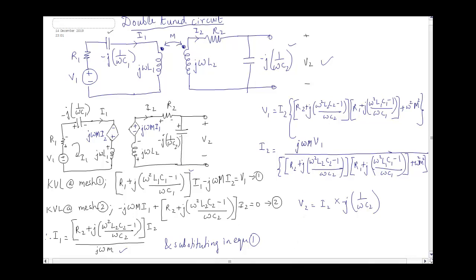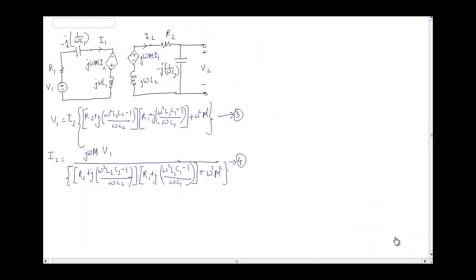So based on this, I can write it. We have numbered the equations 3 and 4 for V1 I2. Now for finding V2, we can directly say that it is the multiplication of I2 with the element minus j/(omega C2) to give us V2. If I multiply, omega will get cancelled, j multiplied with minus j will give me plus 1, and only C2 will remain.